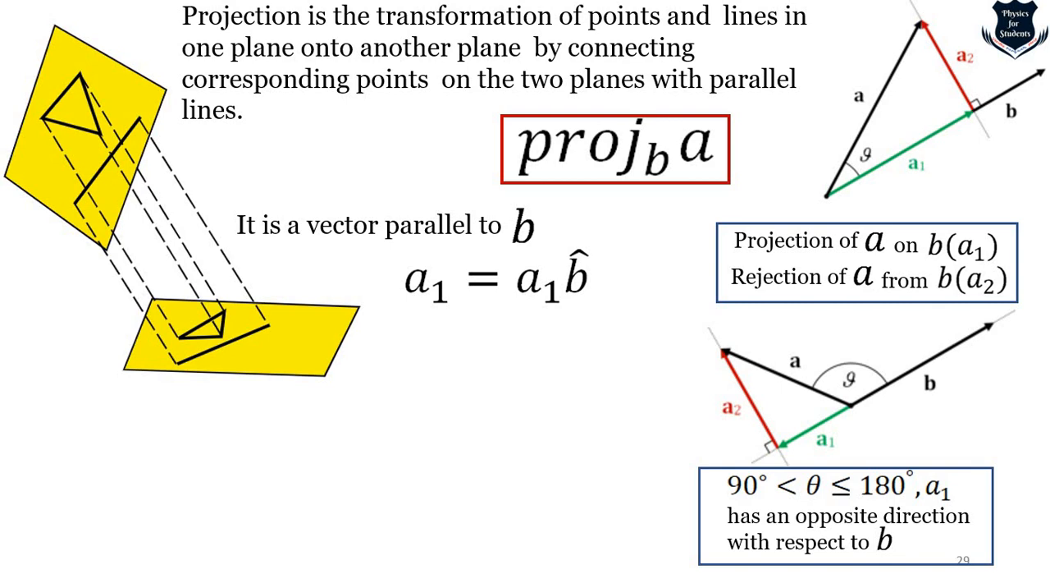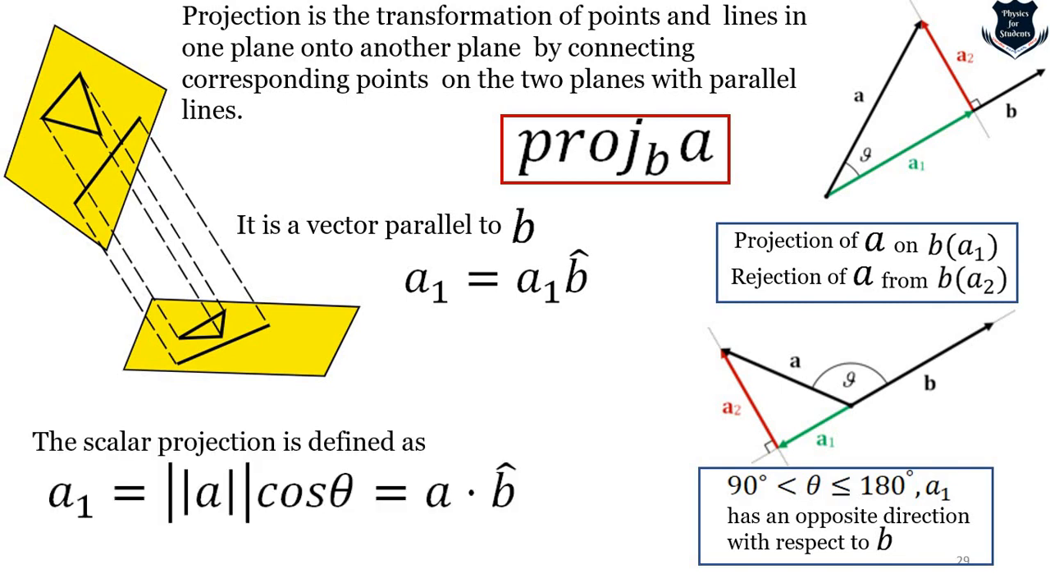A1 has an opposite direction. It shows the opposite direction of B, and in case A1 is a scalar, we call the scalar projection cos theta, A dot B, where the dot denotes the dot product. Okay, so this gives you a basic idea of what projection is.